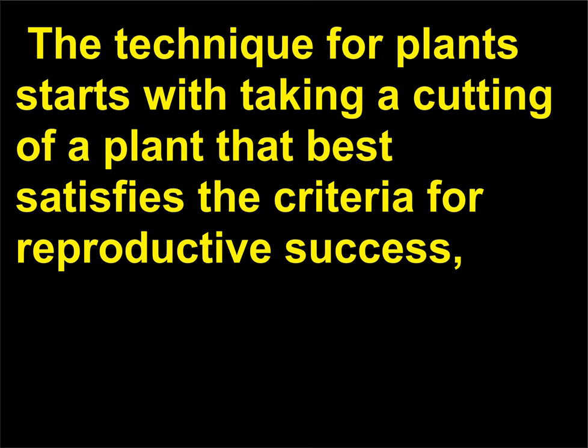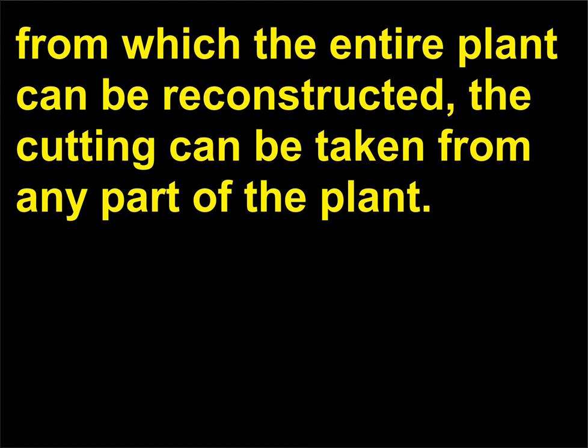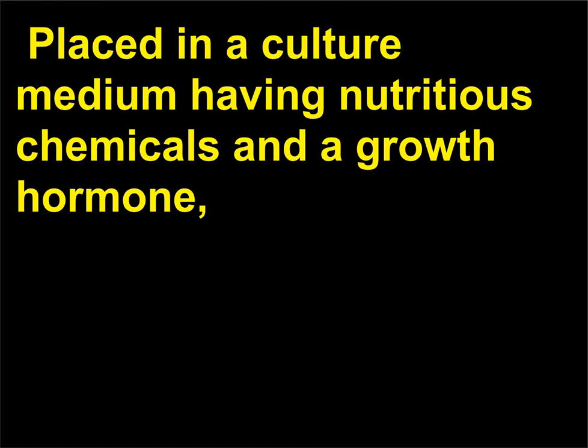The technique for plants starts with taking a cutting of a plant that best satisfies the criteria for reproductive success: beauty, or some other standard. Since all of the plant cells contain the genetic information from which the entire plant can be reconstructed, the cutting can be taken from any part of the plant, placed in a culture medium having nutritious chemicals and a growth hormone.